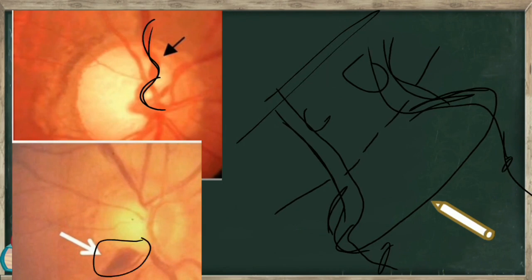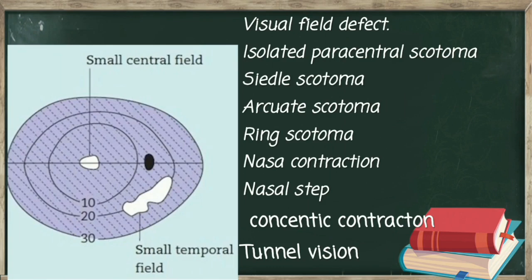Here is the picture of a splinter hemorrhage. Visual field defects in open-angle glaucoma: we have central and peripheral visual field defects. The central visual field defect is the presence of an isolated paracentral scotoma. Scotoma means there are islands of blindness in the visual field. This is the macula lutea, and this is the optic disc or the blind spot. The first thing that occurs is the isolated paracentral scotoma.